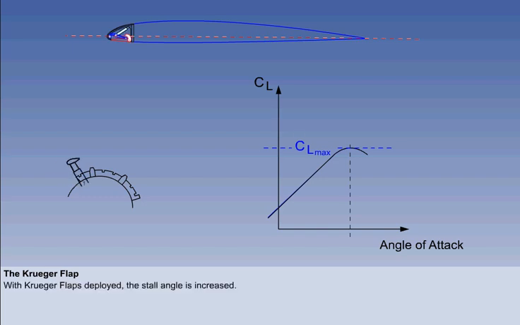In this example, a selection of flaps 1 activates the Kruger flaps. They will remain fully out until the flaps are selected from flaps 1 to flaps up during retraction. With the Kruger flaps out, the camber of the wing is increased. And as you can see, CLmax is increased. In addition, the forward end of the chord line is lowered, which increases the stall angle.